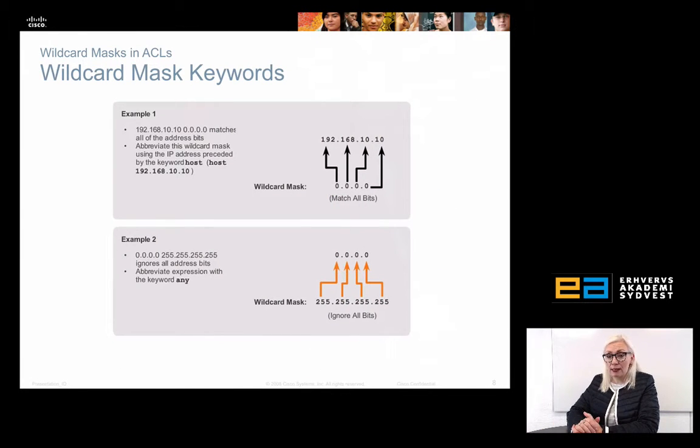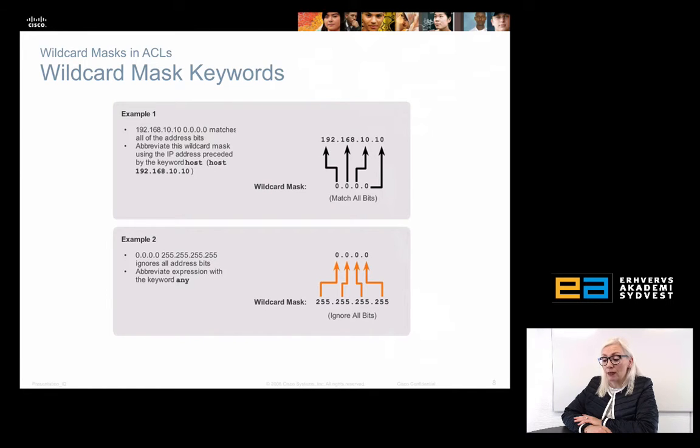If we, for instance, want to check the entire host IP address, then we can do it in two different ways. We can check 192.168.10.10 and then a wildcard of 0.0.0.0, which means that we will check the entire IP address, or we can use the keyword host. That also means that we will check the entire IP address.